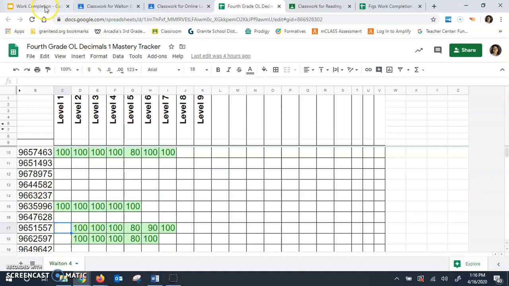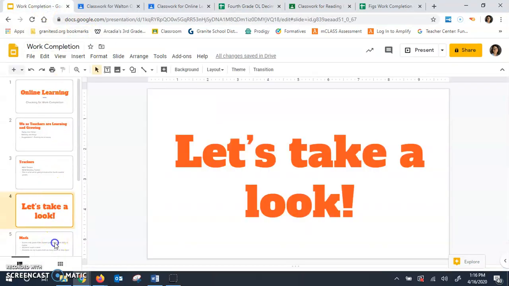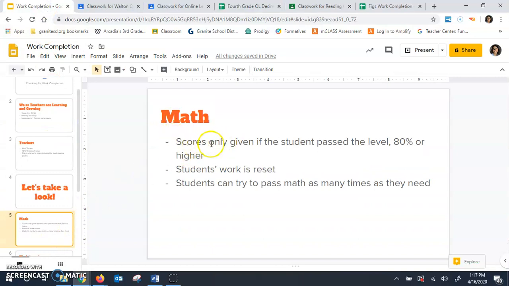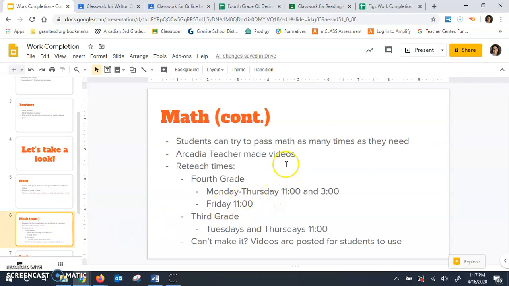This is the same for Mr. Morse and Miss Davis's class. So as I mentioned, scores are only given if the student has passed the level. That means they've received a score of 80% or higher. And if they didn't, that means we reset their work or erase their answers so they can try again. And students can try to pass math as many times as they need. And that's where we come in.